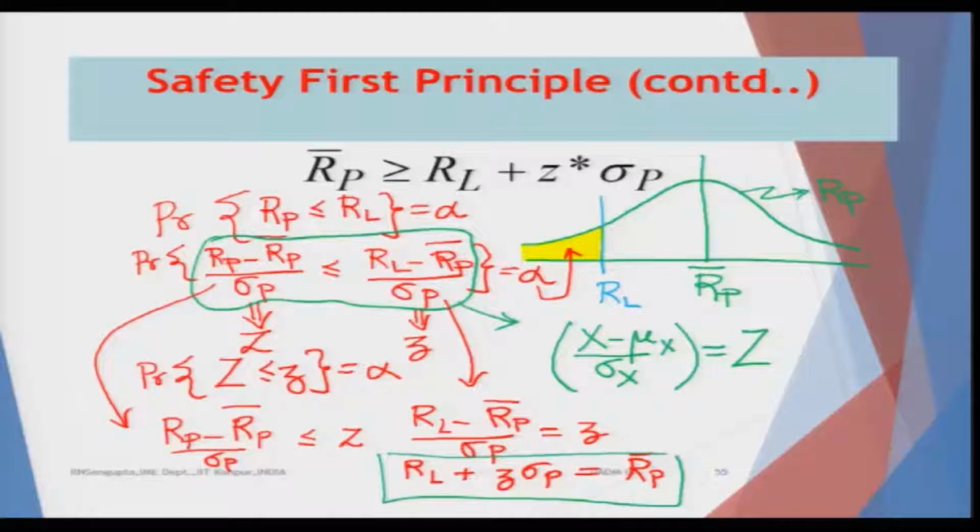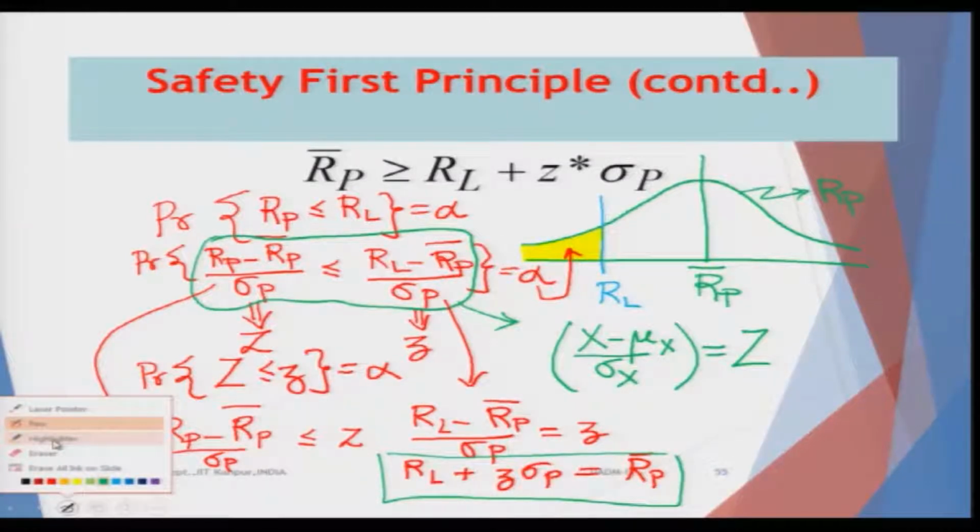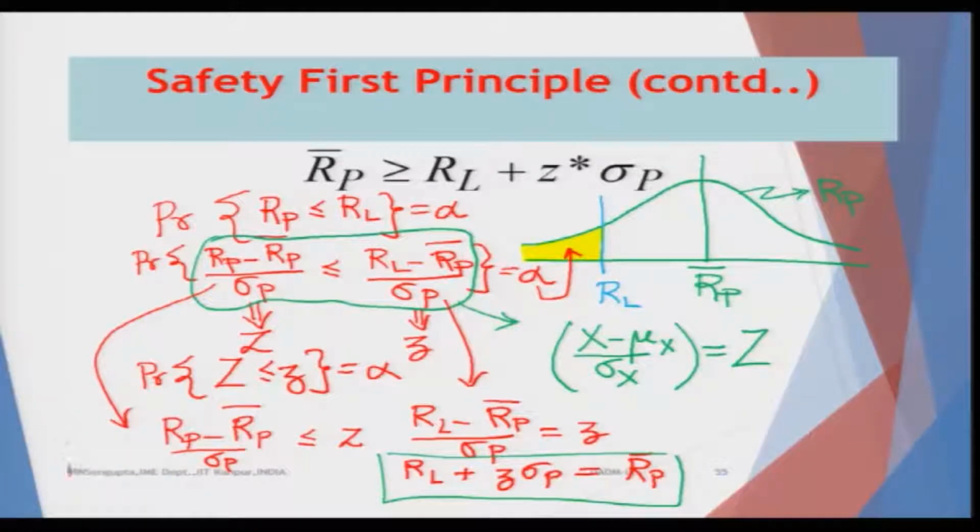This is what is coming out from here. I will just highlight it using one color, because it's getting a little bit cluttered. So this is the equation we were talking about. This greater than sign would basically come from the fact that the value of alpha is less than or greater than capital Z, whether capital Z is less than or equal to small z or greater than or equal to small z. That will depend on which type of distribution you are looking at.